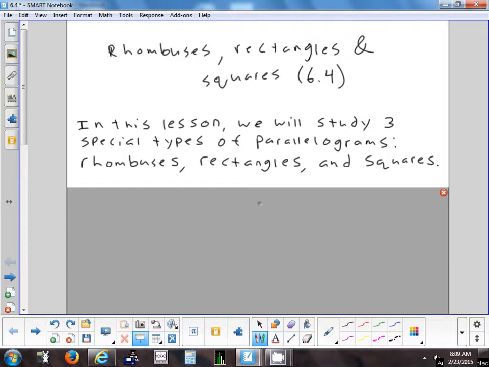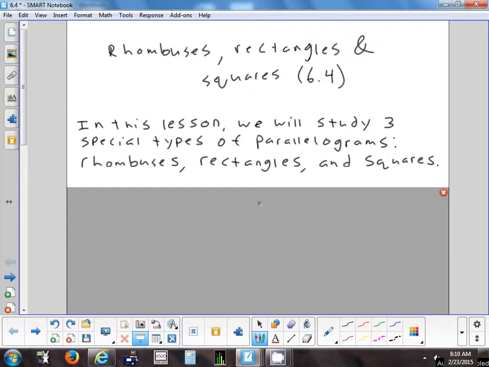We have things about the diagonals, things about the angles. What about one of those things? Yeah? Opposite angles are congruent. Okay? So in a parallelogram, opposite angles are congruent. So in rhombuses, rectangles, and squares, opposite angles are congruent.